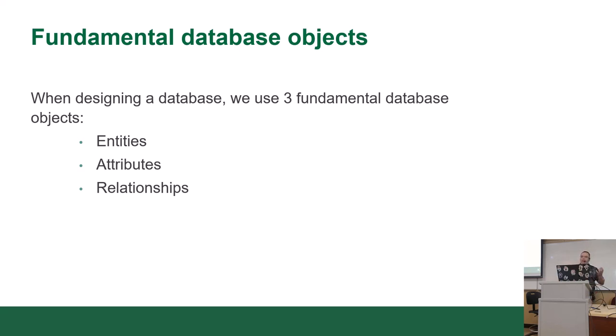When you're doing the initial database design, we have three objects. Entities, also known as things. Attributes, which we use to describe them. And relationships, on how they are interconnected.